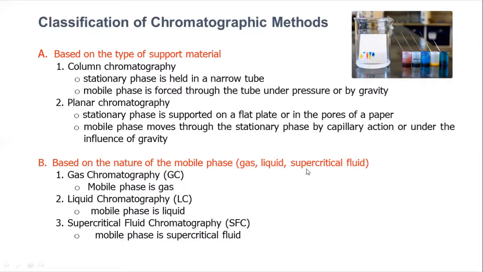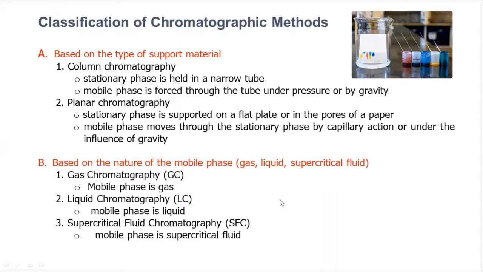Okay, the next classification is based on the nature of the mobile phase. It can be gas, liquid, or supercritical fluid. When the mobile phase is gas, it is called gas chromatography or GC. If the mobile phase is liquid, it is called liquid chromatography or LC. And when the mobile phase is supercritical fluid, it is called supercritical fluid chromatography or SFC.